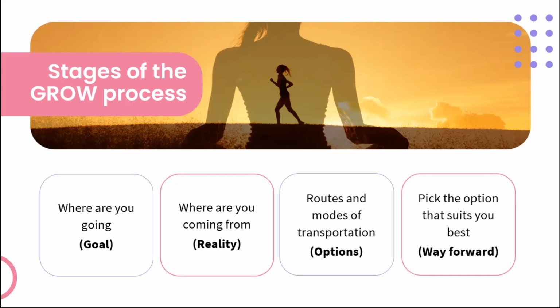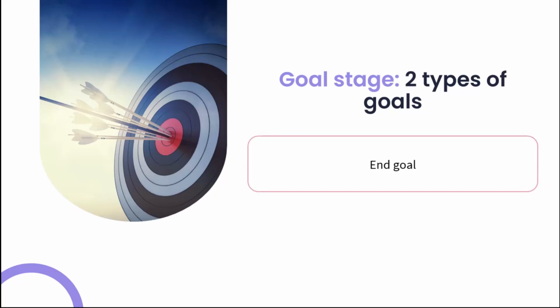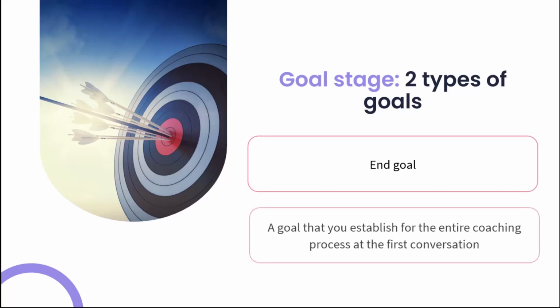Let's shortly unpack each stage now with questions that capture the general focus of each. Let's kick off with the goal stage. As a coaching leader, two types of goals are essential. The first is a goal that you establish when you start coaching an employee or coachee for the first time. It's called the end goal. It is the goal that you establish for the entire coaching process at the first conversation.